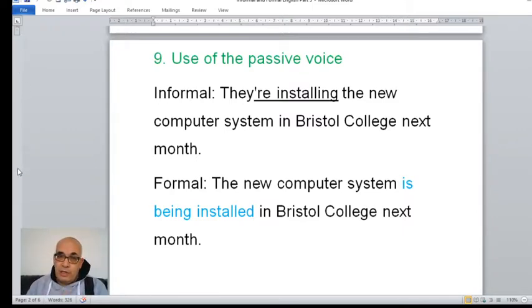I understand you need to know the difference between active and passive voice, and you need a lesson on this, but I'm explaining here formal and informal English. So if you are using active voice, this is informal. I am cleaning the car, this is informal. The car is being cleaned, this is formal English.